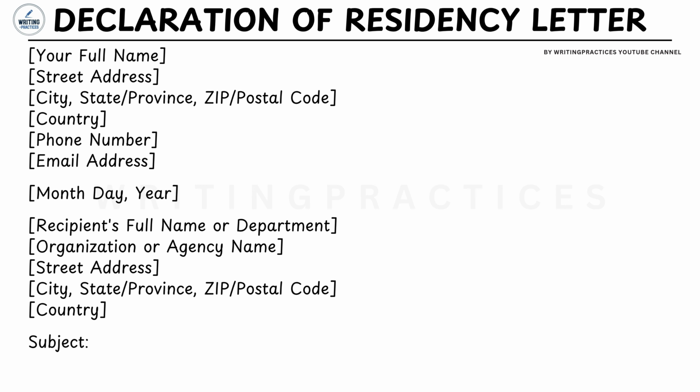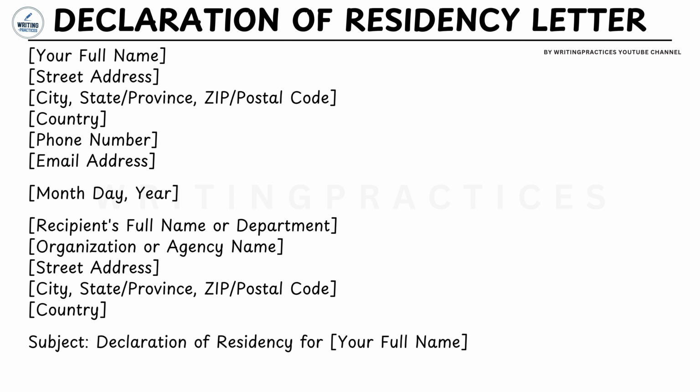Subject line. Now write a clear subject line. For example, subject, Declaration of Residency for Sophia Mitchell. The subject immediately identifies the purpose of your letter and specifies the person making the declaration, allowing the recipient to understand its purpose before reading the rest of the document.